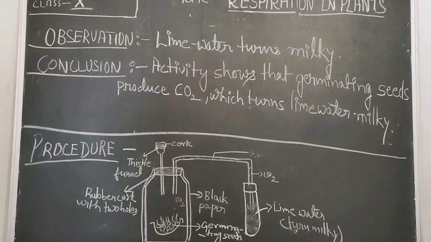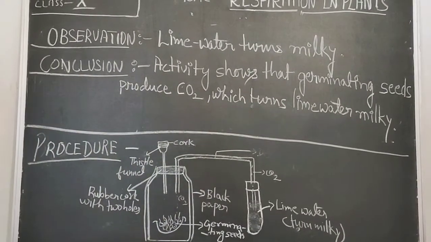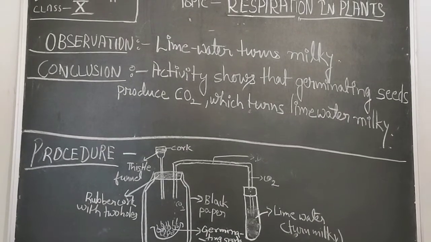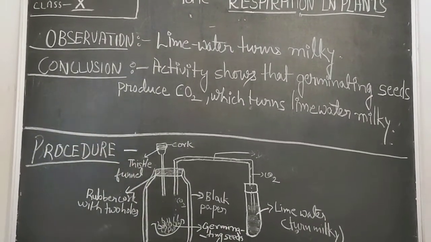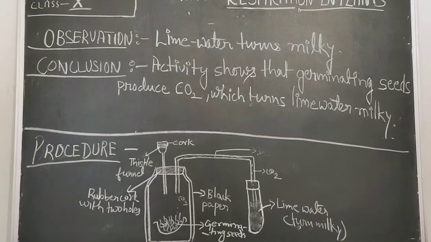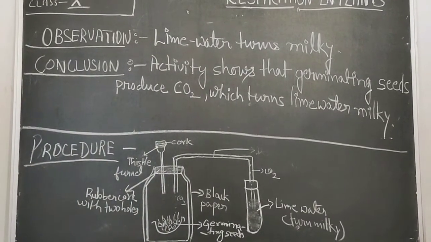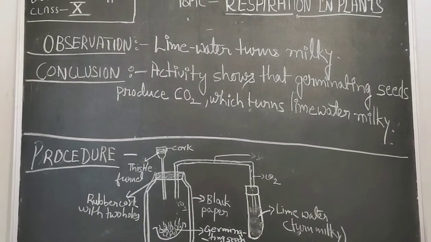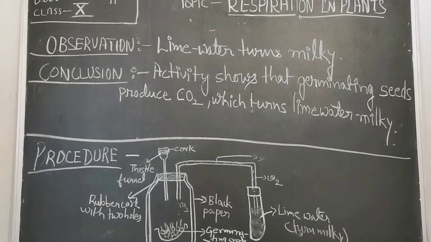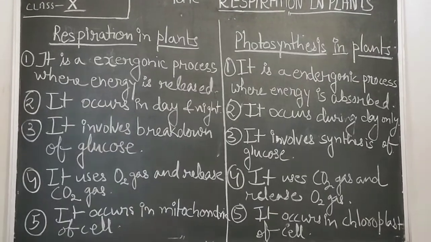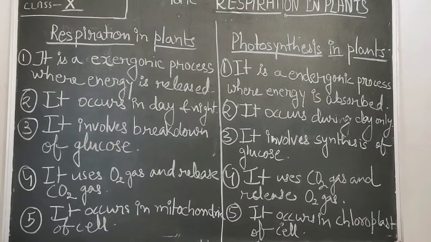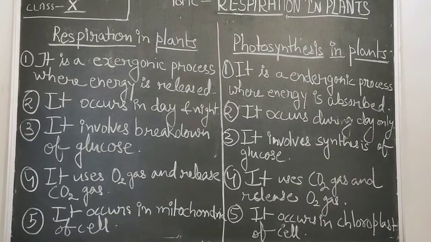Now students, let's see the difference between respiration and photosynthesis. Both processes occur in plants. Before that, you have to write down this activity in your notebook also. Now let's see the difference between respiration and photosynthesis. Friends, let's see how the process of respiration is different from photosynthesis.